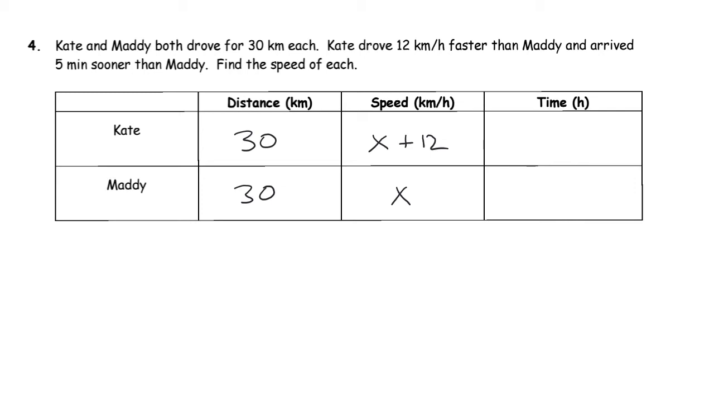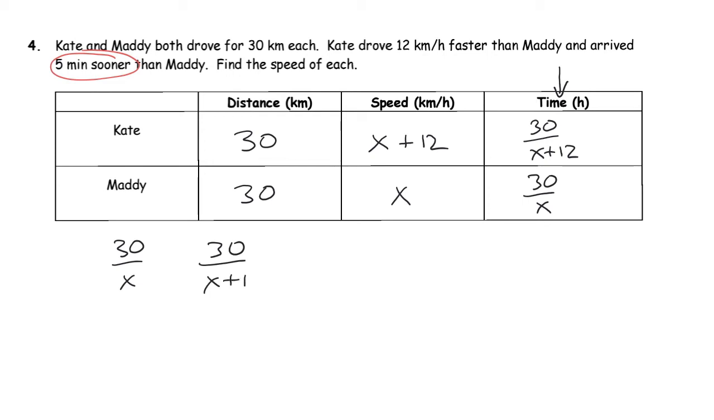And then we see that Kate arrives 5 minutes sooner than Maddie. Now, remember, that's a comparative statement. It doesn't give me any information about how long it took Kate to travel or how long it took Maddie to travel. That's just a comparison between the two. So in our third column, what we want is the amount of time it took each of them to travel. Distance over speed gives time. So we've got 30 over x, and we've got 30 over x plus 12.